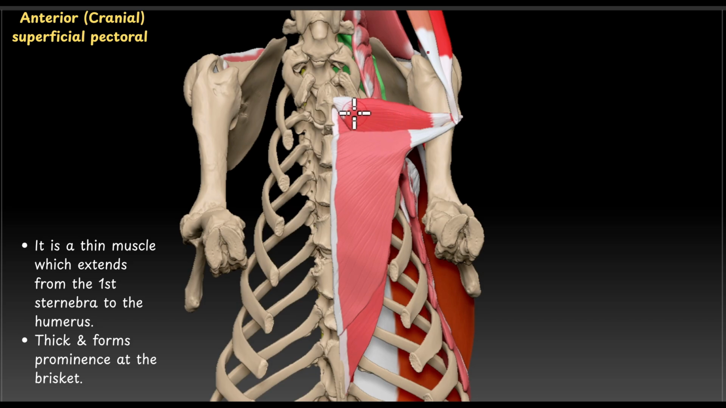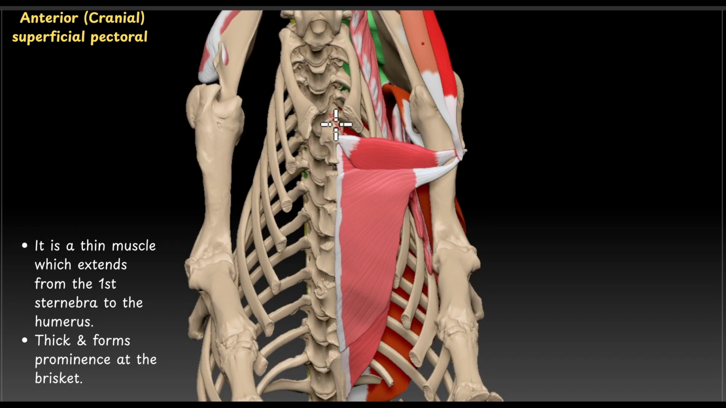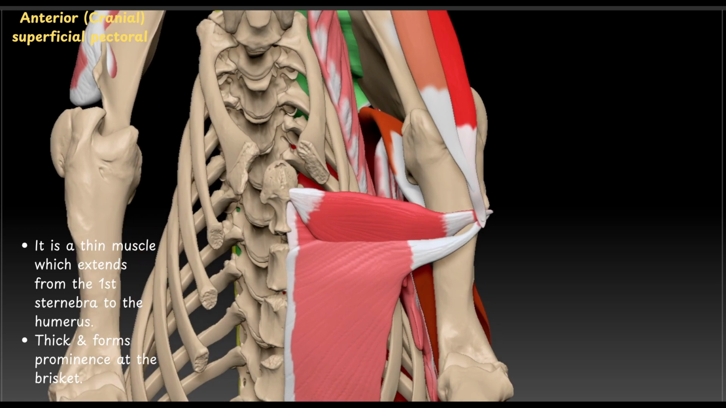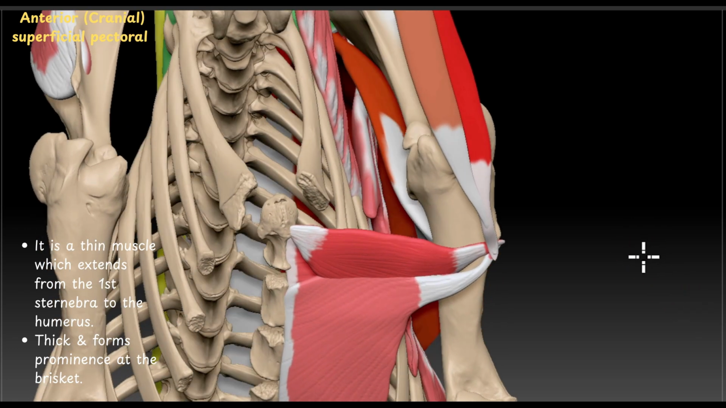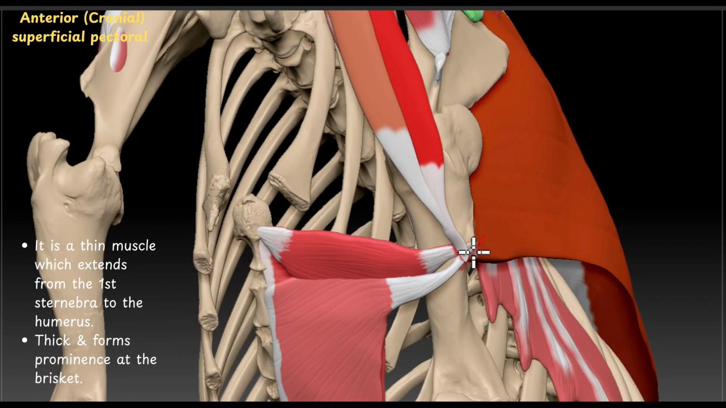It is a thin muscle which extends from the first sternebra to the humerus. If you see, this is the sternum, and this is the first segment of the sternum, called the first sternebra. I can also zoom further to show this. Now you can clearly see this muscle, the anterior or cranial superficial muscle. It extends from the first sternebra, the first segment of the sternum, up to the humerus. The muscle is thick and forms a prominence at the brisket region.